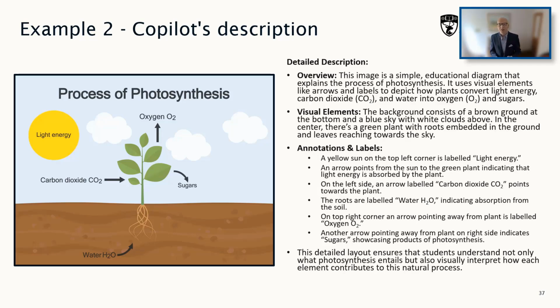For the detailed description, Copilot produced an overview, a section describing the visual elements, and a section covering annotations and labels. I won't read out the whole description, which you can find in the slide deck, but I will point out a few aspects of the description to examine a little further. The description of the ground being brown, the sky being blue, and so on aren't necessary for the purposes of this description. And in this way, it is explaining the annotations and labels.